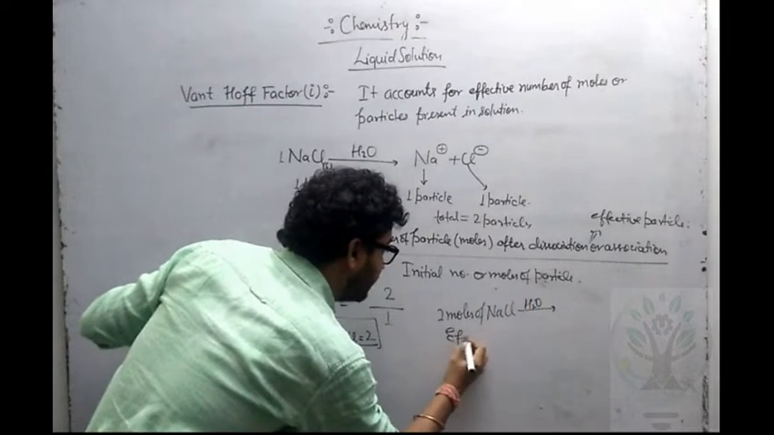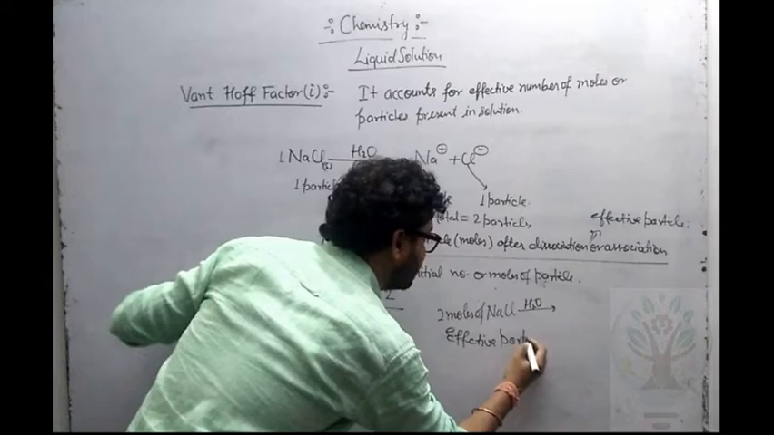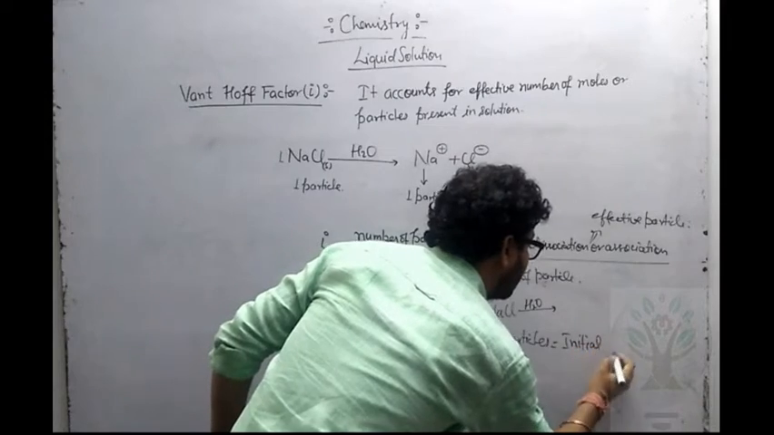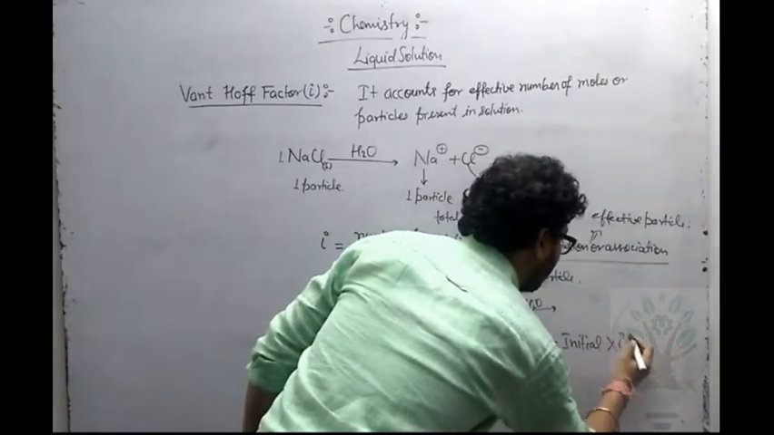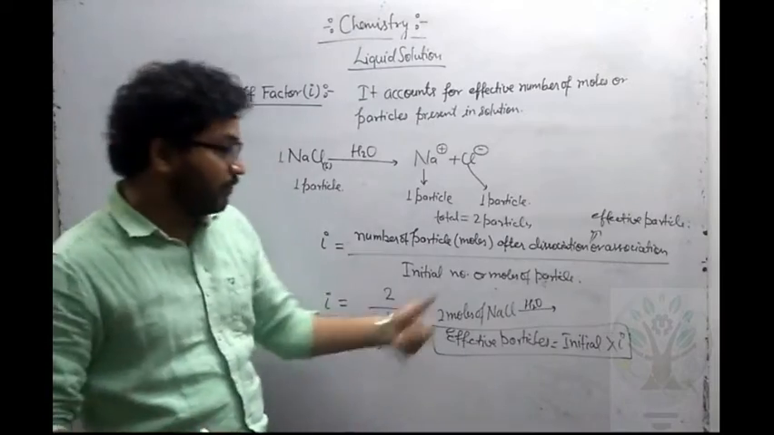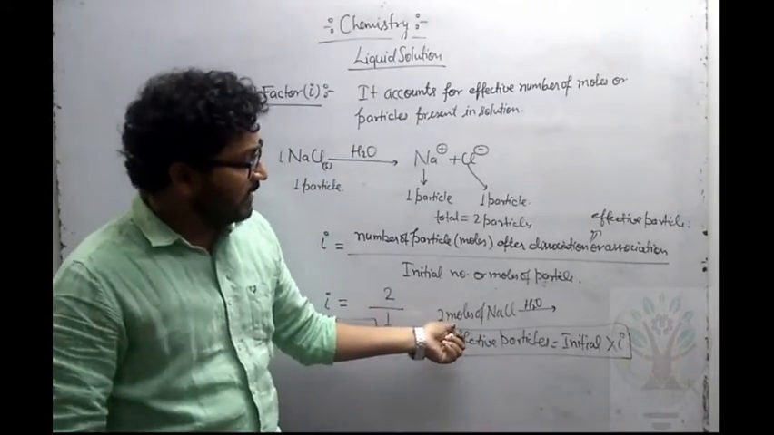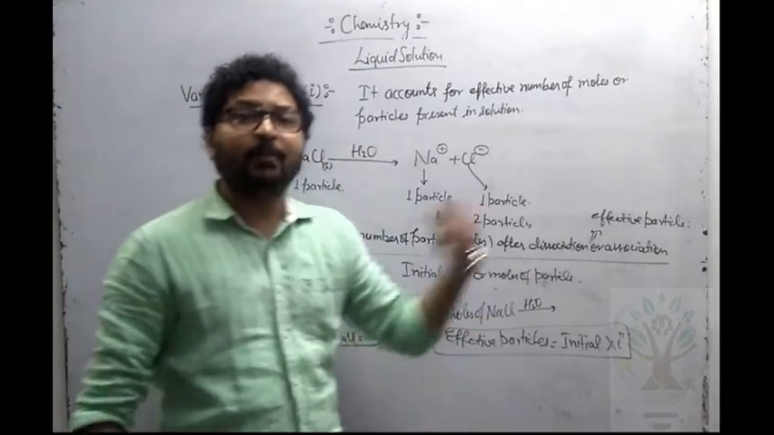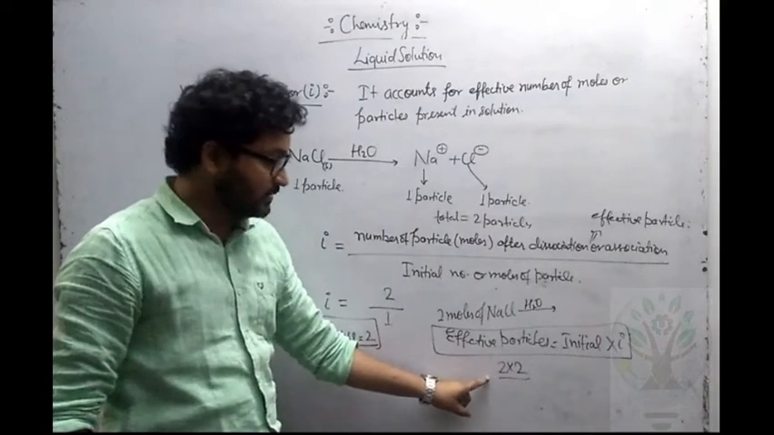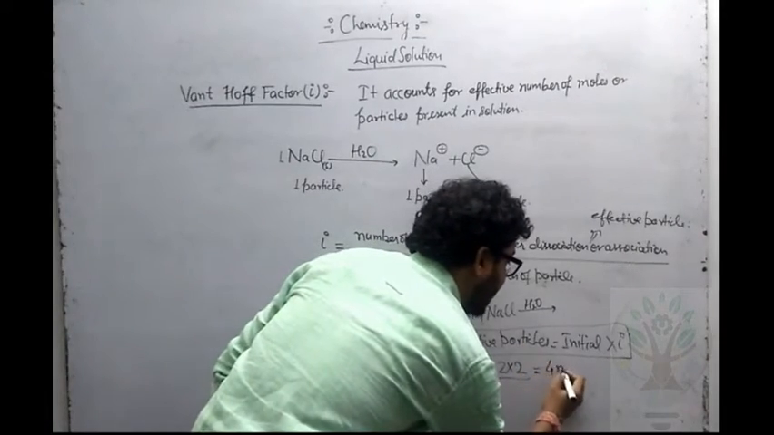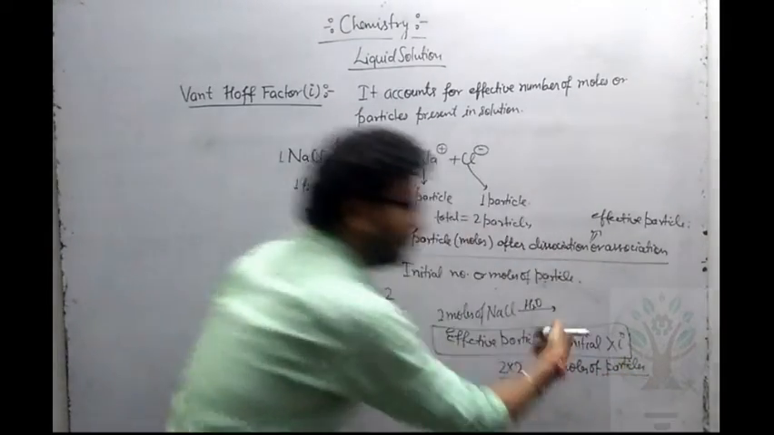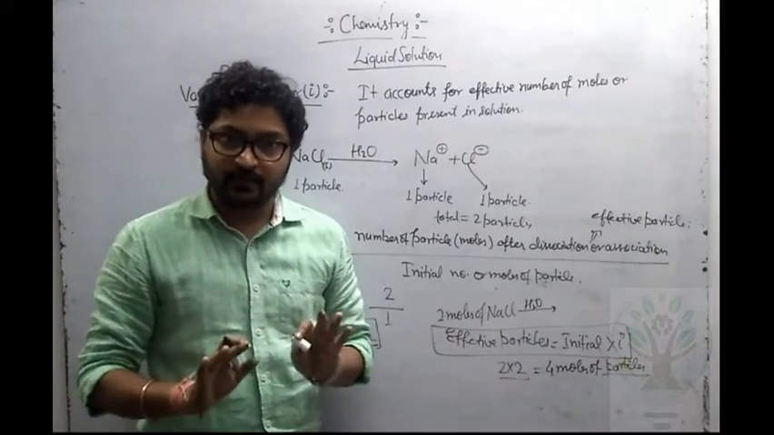So effective particles equals to initial particle multiplied by I. Note this and note this. Okay. Now returning to my question, if I add 2 moles of NaCl, so effectively how many moles I am adding? I am adding 2 into 2 moles. Are you getting this thing? Means multiplied by I. So effectively how many moles I am adding? I am adding 4 moles of what? Particles. 4 moles of particles. Clear है बात ये?